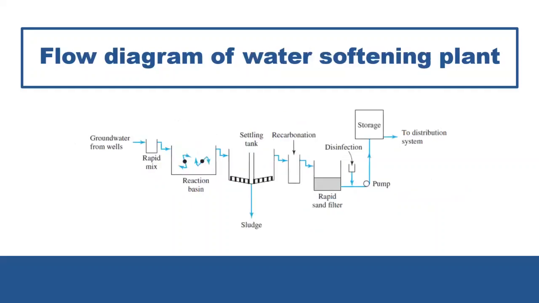Also, here is another flow diagram, of a water softening plant. The groundwater from wells will undergo rapid mixing, and after that it will enter the reaction basin and then the settling tank for sedimentation. The sludge is removed. After sedimentation, it will undergo recarbonation and then rapid sand filter, disinfection, and storage for the distribution system.